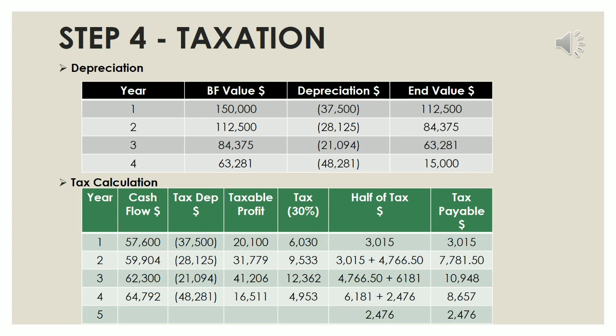The end value will be 112,500. This 112,500 will be set as the second year's brought forward value. So for that amount, we are again calculating 25% depreciation. That will result as 28,125. We are deducting 28,125 from 112,500. The end value for year 2 will be 84,375.